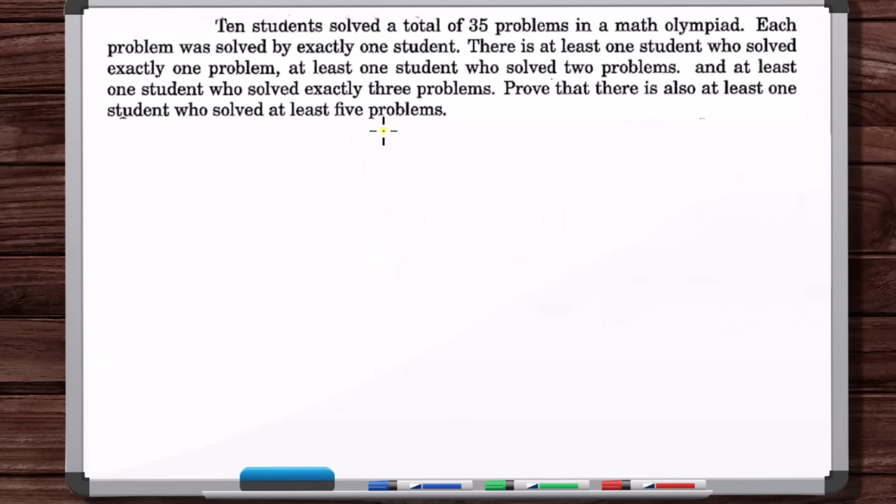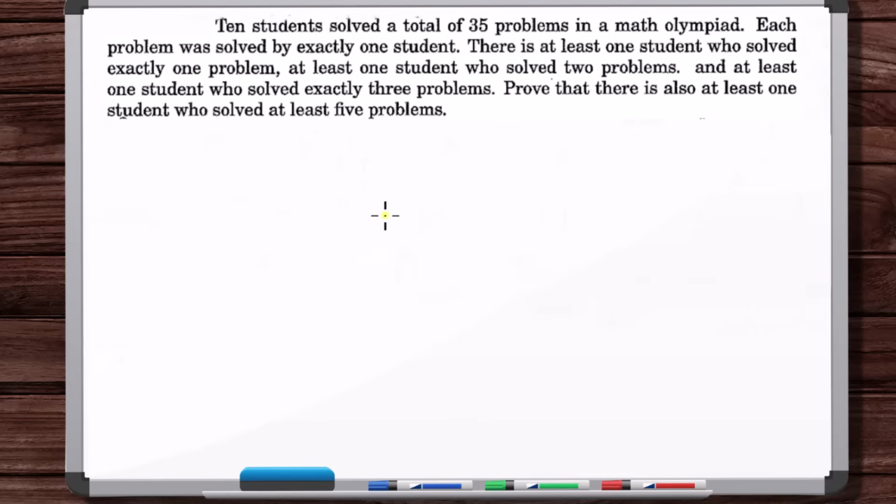So this sounds like a pigeonhole problem. There's at least, right? The hard part is, what are the pigeons, what are the pigeonholes, and how many pigeonholes are there, and how many pigeons are there? That's the hard part. You have 10 students, 35 problems, so either one of those could be the pigeonholes or the pigeons. So prove that there's at least one student who solved at least 5 problems.